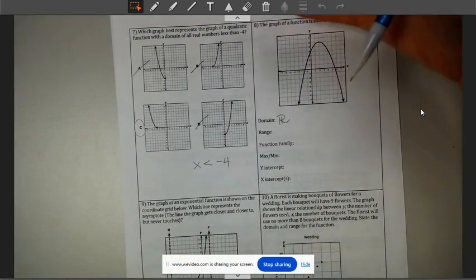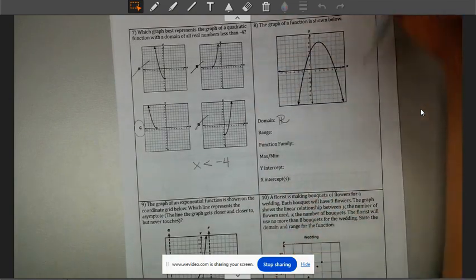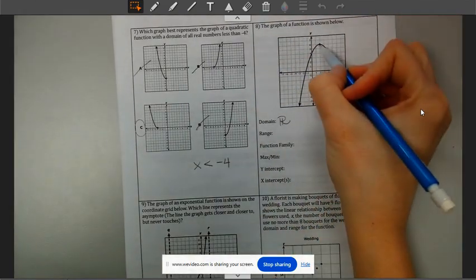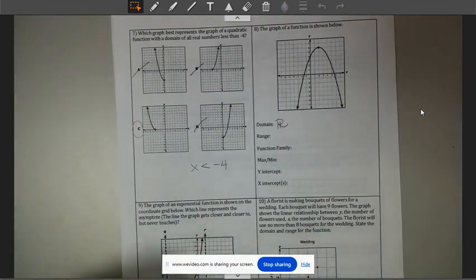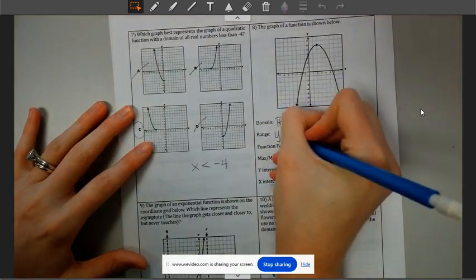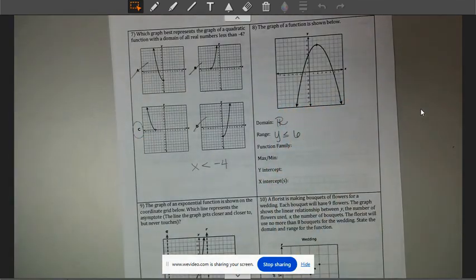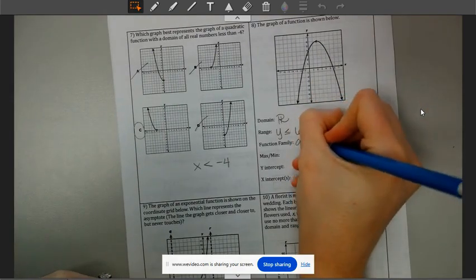The range, I can push the graph down forever. However, I cannot push up forever. I'm going to get stopped. I get stopped at this point here. So the y value of that point is 6. It is a line, so it goes through that point. So I'm going to say y is less than or equal to 6 because 6 is included in the range. I can't go above 6. The function family, this is a parabola, so this is a quadratic function.